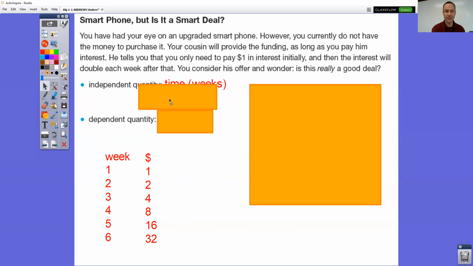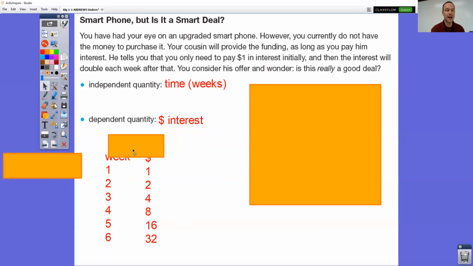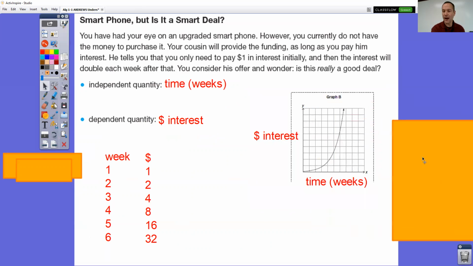So the independent, remember, is always time. In this case, it happens to be weeks. The dependent is the amount of money being paid. It's the interest. So the graph that matches it would be letter B, because this is going to quickly spike and go up as time goes by. So as time goes by, the amount of interest being paid is getting higher and higher.